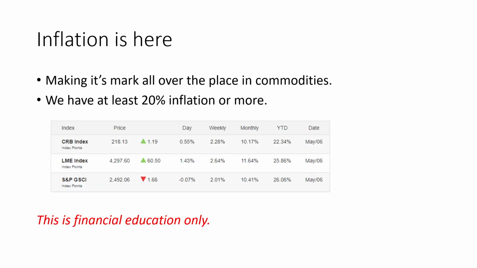So inflation is here. It's making its mark all over the place in commodities. And I'm guessing we have at least 20% inflation or more, because if you look at that CRB index, it's up year to date, 22.34%, and 10% monthly. This is, again, financial education only.